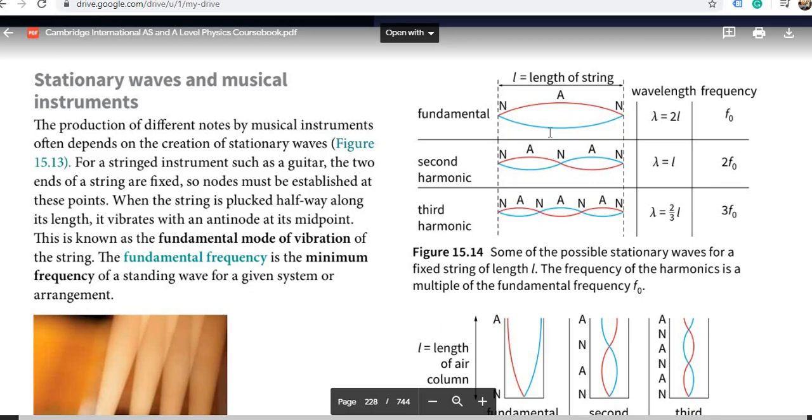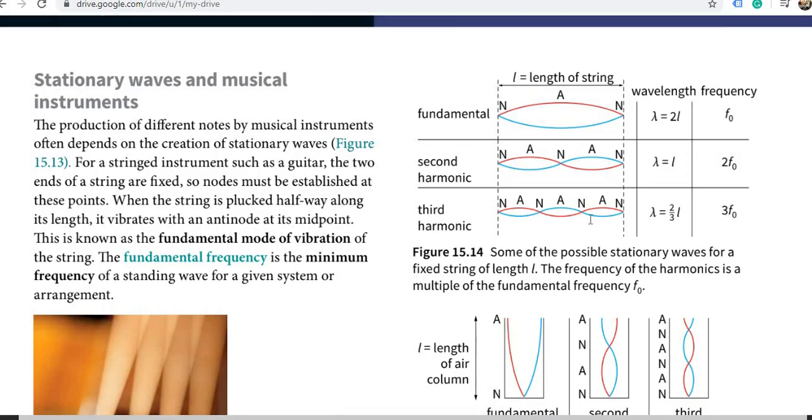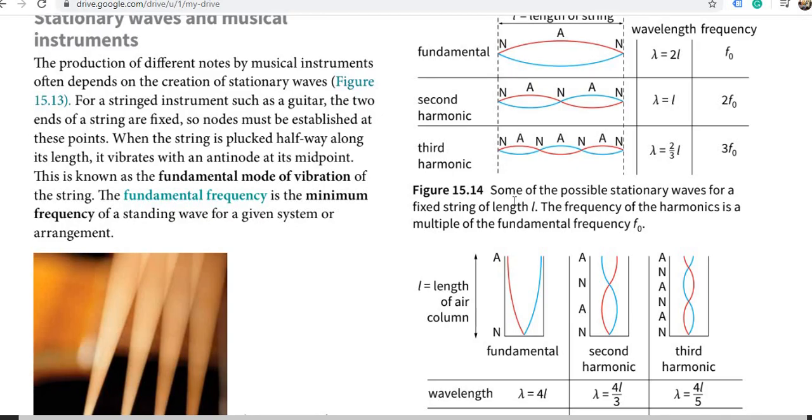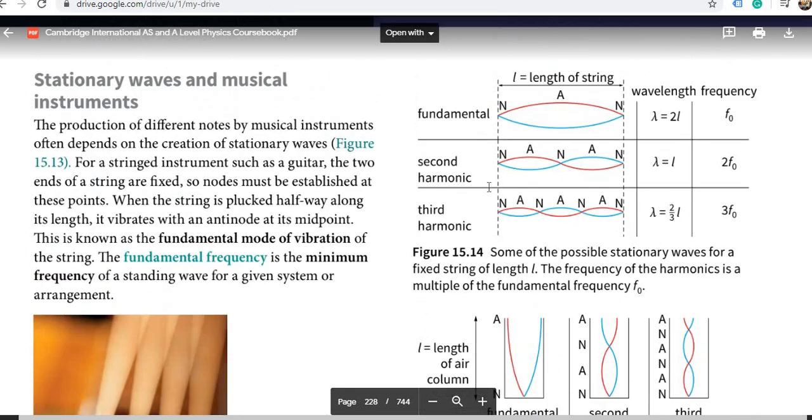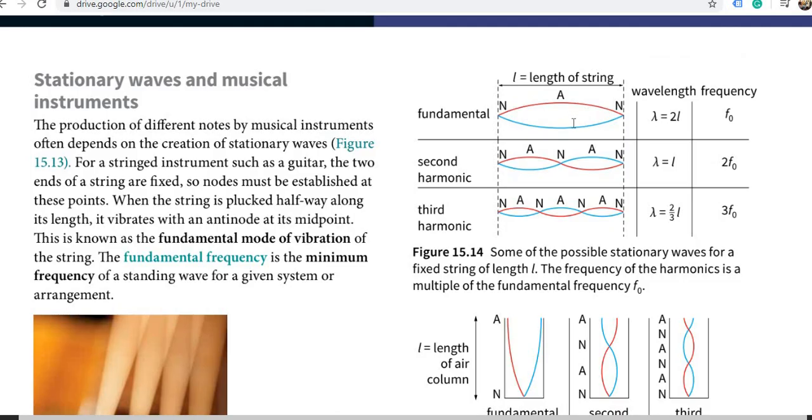So here the frequency is F0. Here it is double. Here it is triple. Can you see? Here you have 2, here you have 3 antinodes. Here you have only one antinode. You can even work it out and find it. Fundamental frequency is the minimum frequency of a standing wave for a given system or arrangement. It is important because this is the minimum possible you can get, just with one antinode.